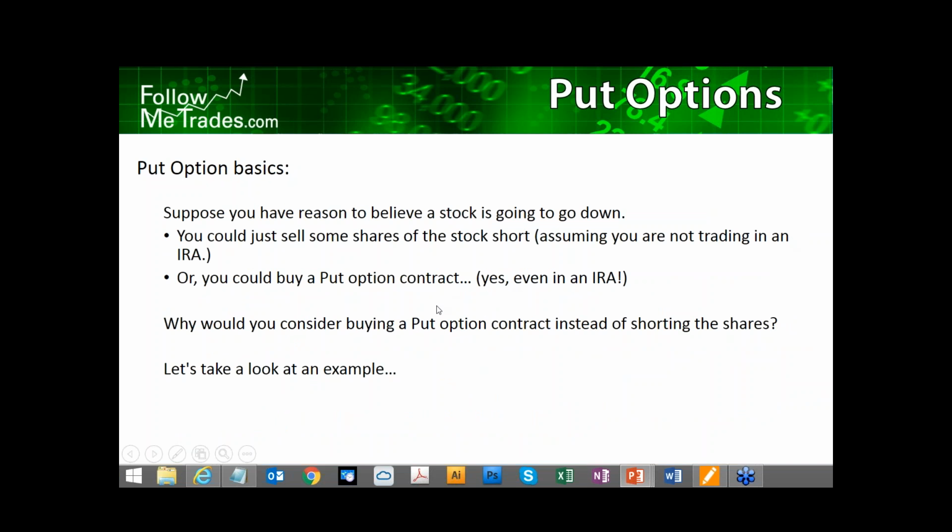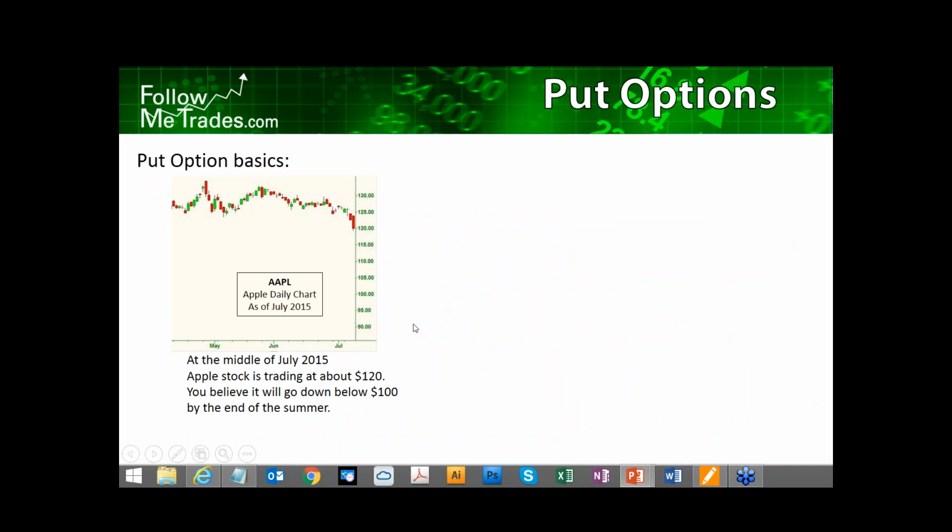But why would you consider buying a put option instead of just shorting the shares? Well, it's really the same example, isn't it? Here, later on, this year, July of this year, this is Apple. You're looking at it and you go, oh, it's in a downtrend. It's trading at about 120. I think it's going to go down to 100 by the end of the summer. This is July. I think it's going down to 100, a pretty sharp drop.